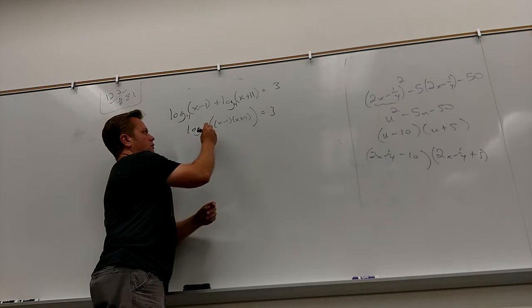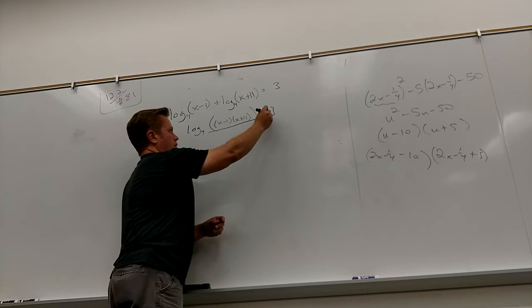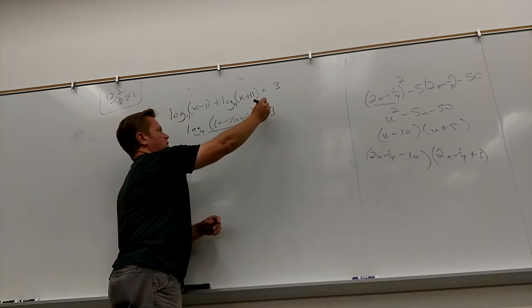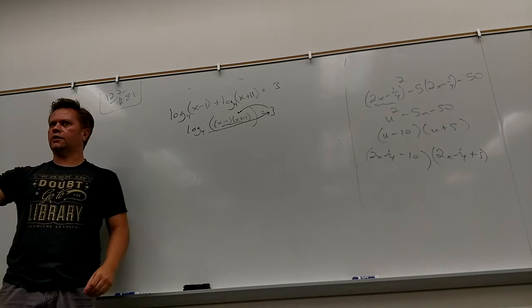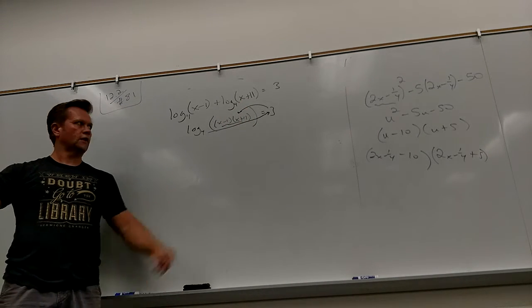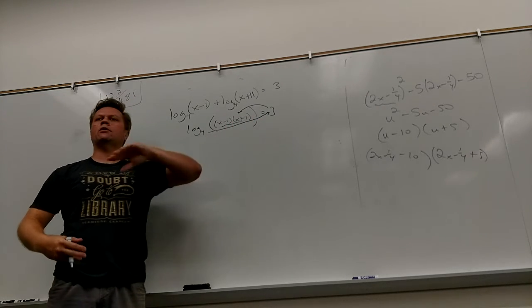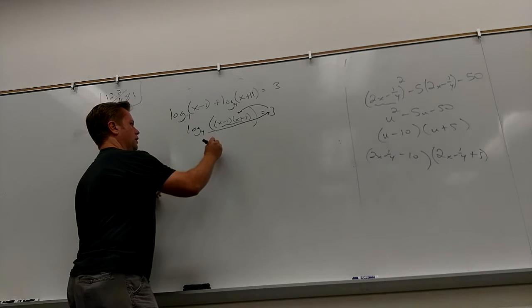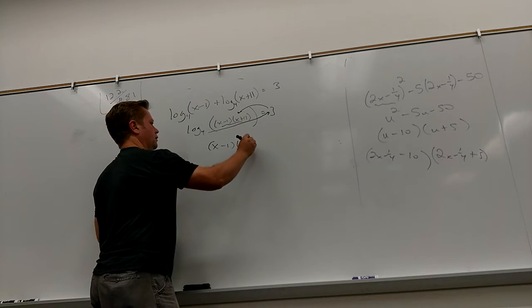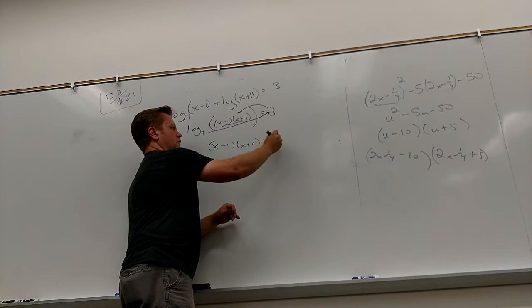4 to the third power equals this. I like it. So that's the basic idea of what logarithms mean. That's the power that this needs to be this. So 4 to the third power is this. That's how I can rewrite it, because it means the same thing. So x minus 1 times x plus 11 equals, what's 4 cubed? 64. Cool.